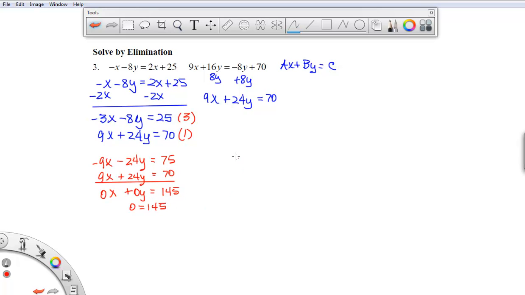And from the directions that we read at the beginning, if I have 0 equals any number, that means I have parallel lines and I have no solution. So that's the correct answer for number 3. Okay, let's move on to question number 5. Let me pause the video and then I'll go ahead and set up for number 5.